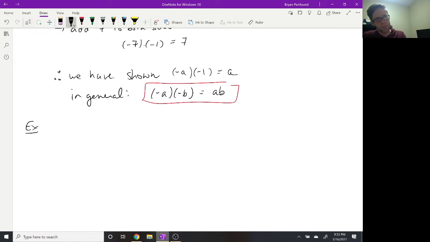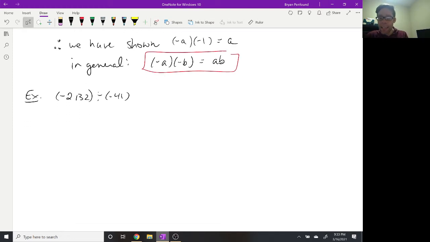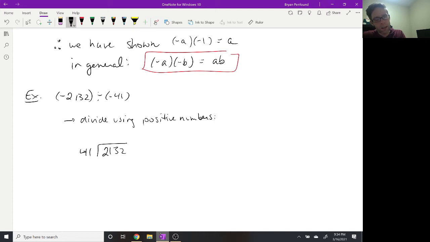So for example, let's do negative 2,132, sorry, not times, let's divide it by negative 41. Typically when I'm dividing integers, I set it up the same way as multiplication. So I'm going to divide these integers without actually thinking about the negative signs until the very end. So we set this up as 2,132 and we're going to divide by 41.